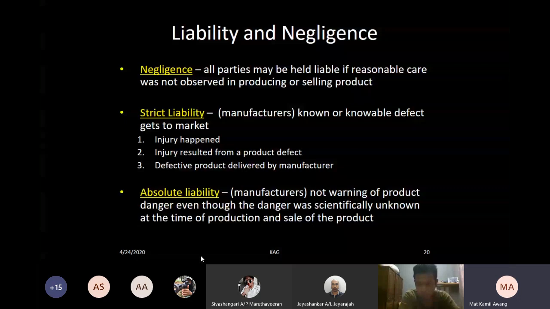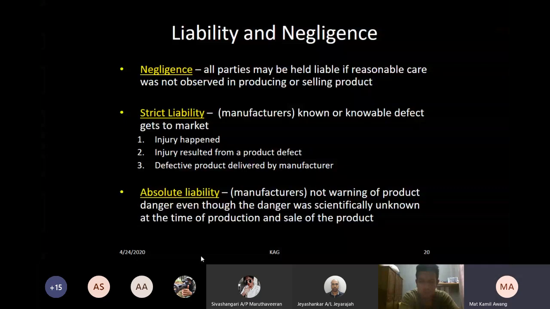a manufacturer's known or knowable defect gets into the market, injury happens, injury results from a product defect, and the defective product is delivered by the manufacturer. So the manufacturer is liable whether they know that the defective product went into the market or not. As long as injury happens and results from the defective product that they sell, and that product was delivered by the manufacturer, it does not matter whether they know the product is defective or not. So they are still liable.